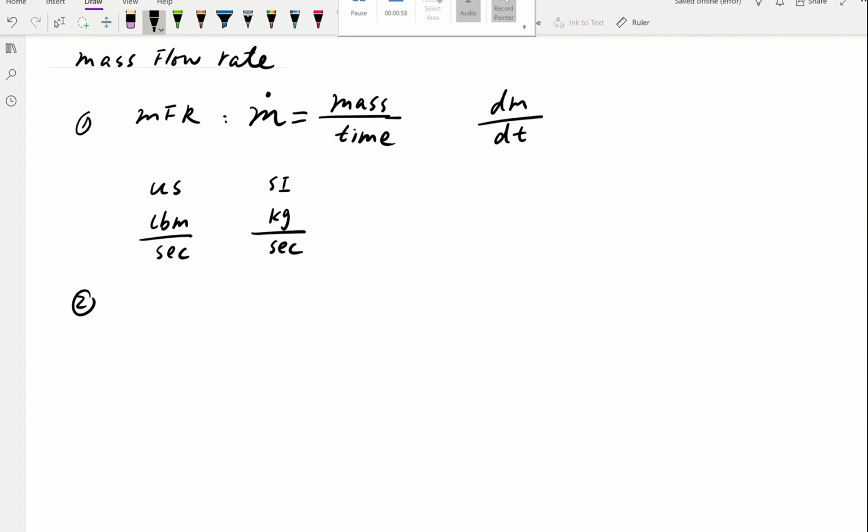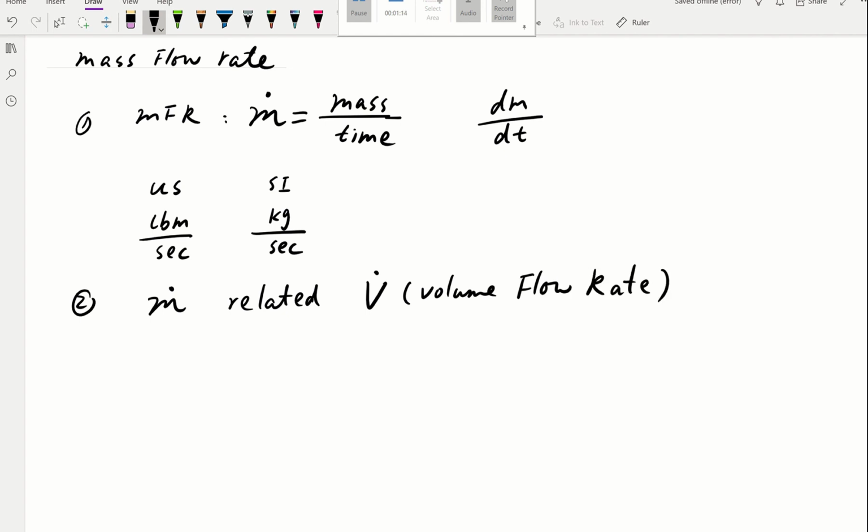The second point we'll be talking about is how mass flow rate is related to volume flow rate. V dot means volume flow rate. Same concept, if it's dot, that means derivative with respect to time. Before we make the connection, we have to see what volume flow rate is. Volume flow rate is how much volume is passing through per second. For US, that will be cubic feet per second. And for the SI unit, that will be meter cubed per second.